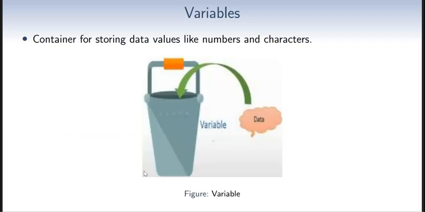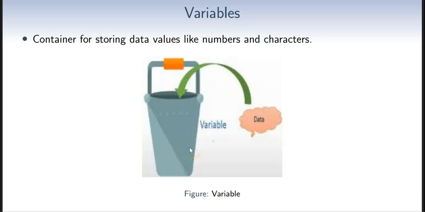First of all, what are variables? A variable is a container for storing data values like numbers and characters. Here, the variable is a container into which the data is stored. For example, if A is a variable and the data is 5, then the 5 is stored in this variable A. This is what it means.